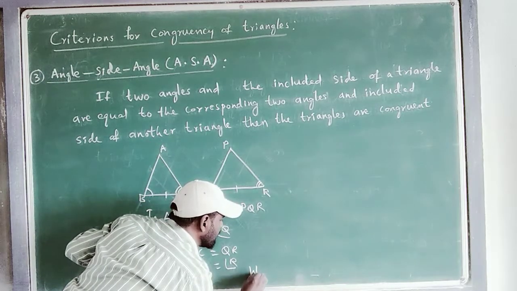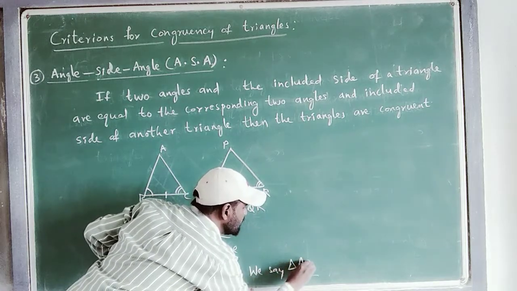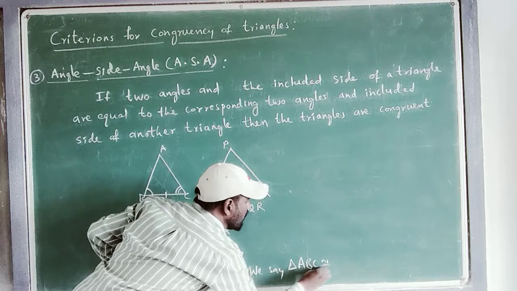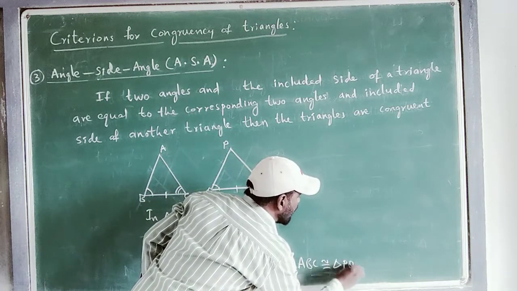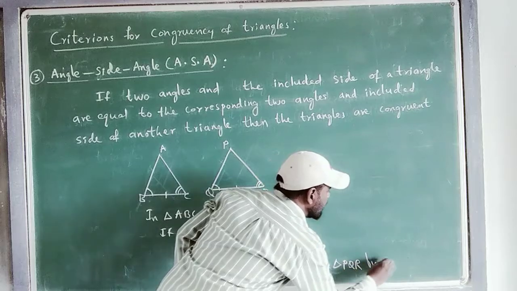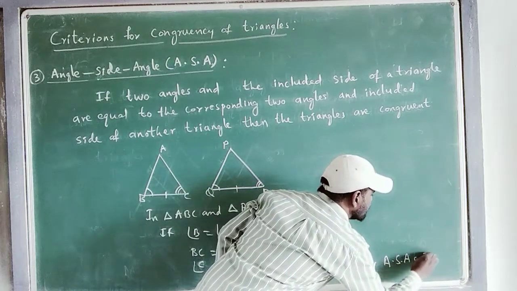So we can say, triangle ABC is congruent to triangle PQR by ASA criterion.